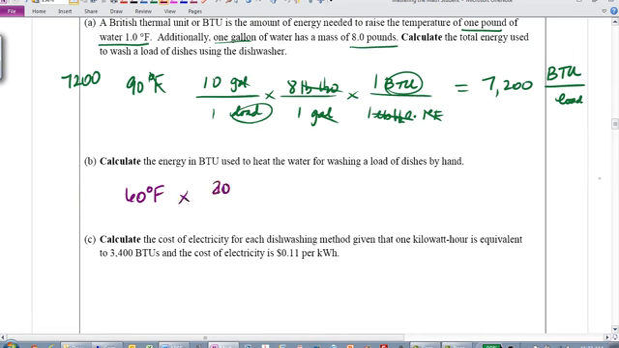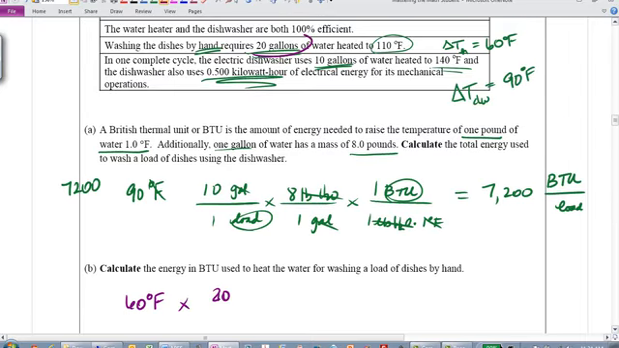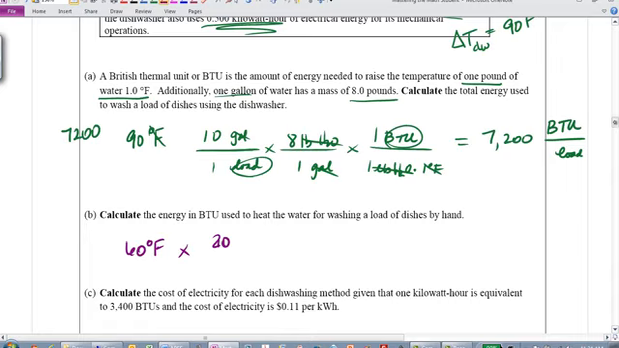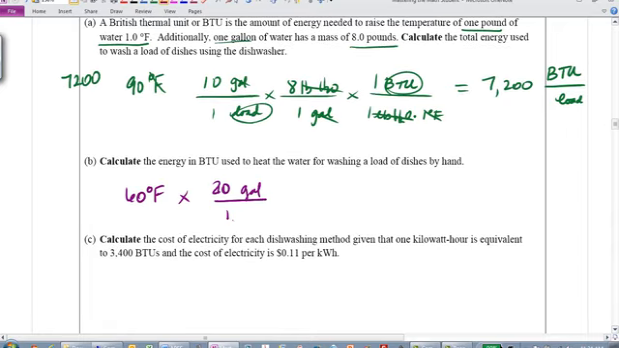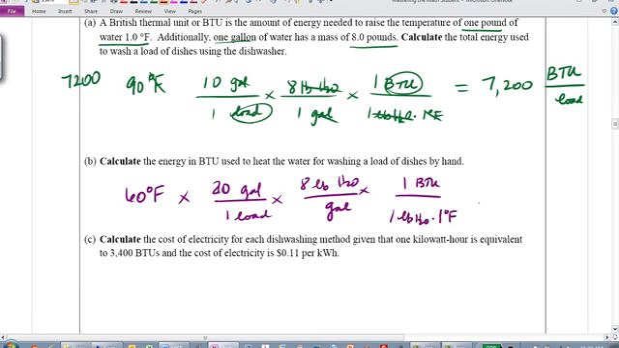20. 20 gallons by hand. Took twice as much water, right? 20 gallons of water by hand for each load. There's still 8 pounds. That didn't come out very pretty, did it? 8 pounds of water per gallon. 1 BTU for a pound of water, increased by 1 degree Fahrenheit, and degrees Fahrenheit cancel, pounds of water cancels, gallon cancels, BTU per load.